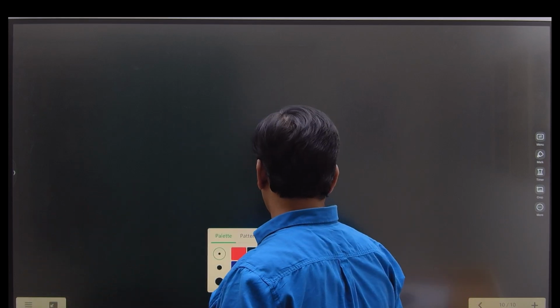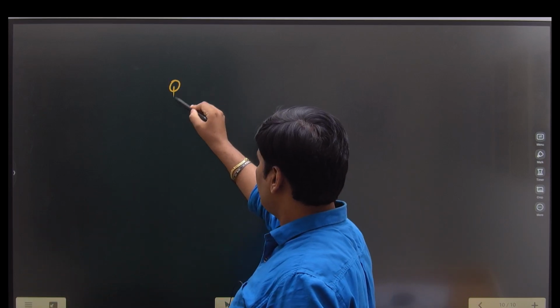Hello students, so we are going to start with a new chapter and the name of the chapter is quadratic equation. So first of all, quadratic equation.